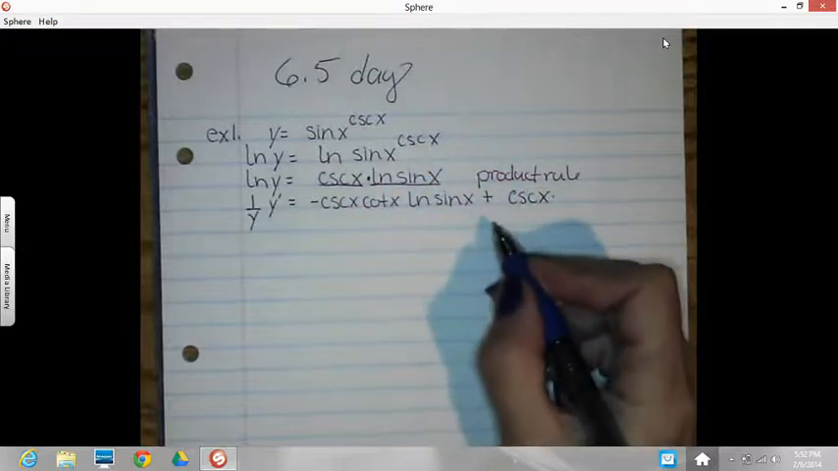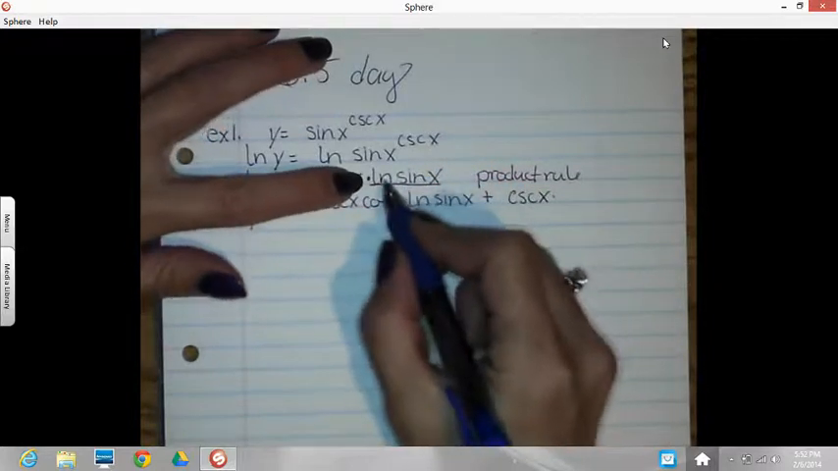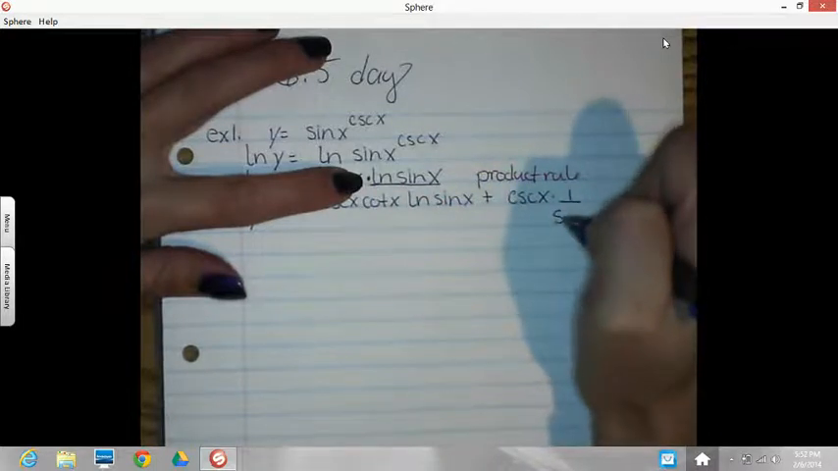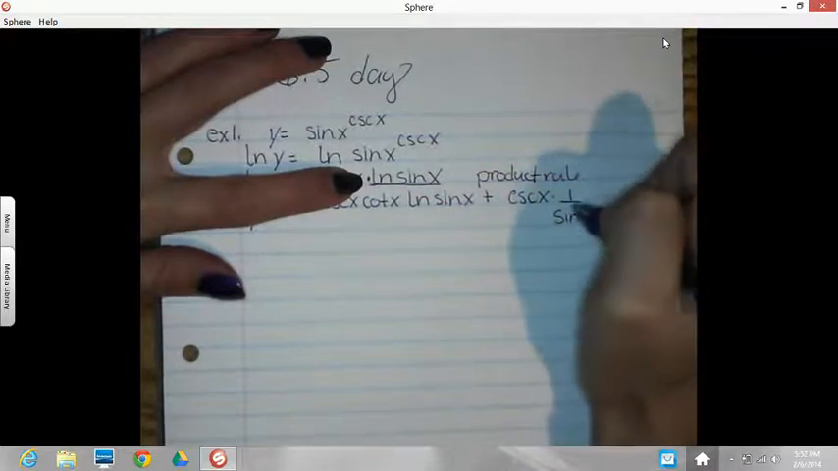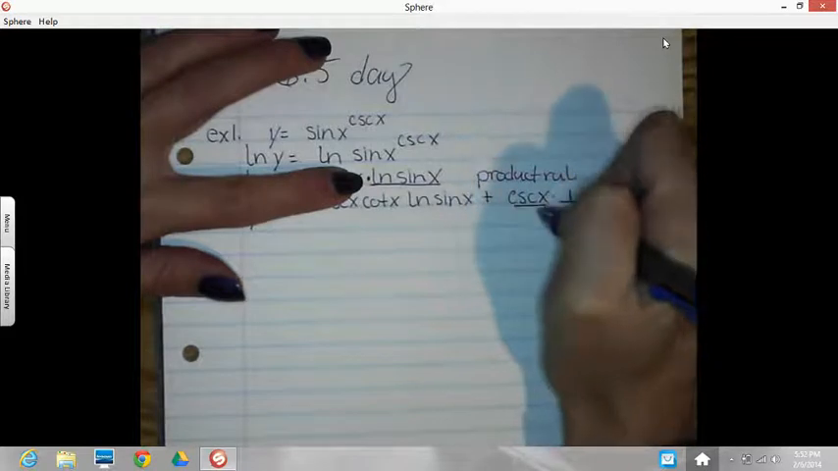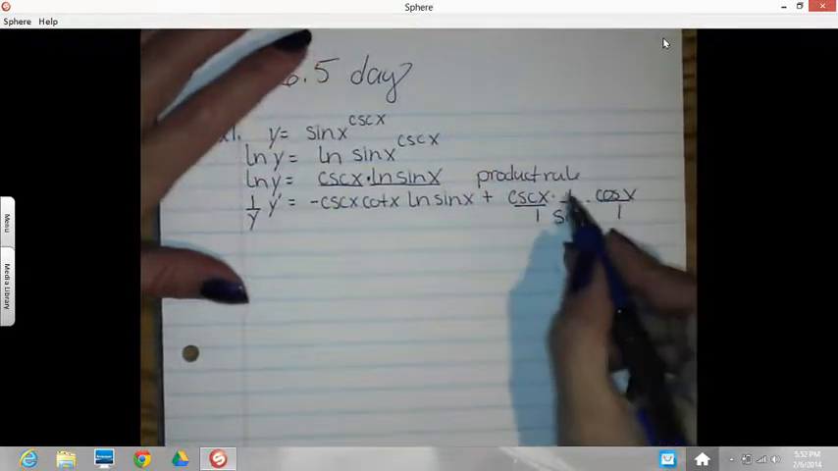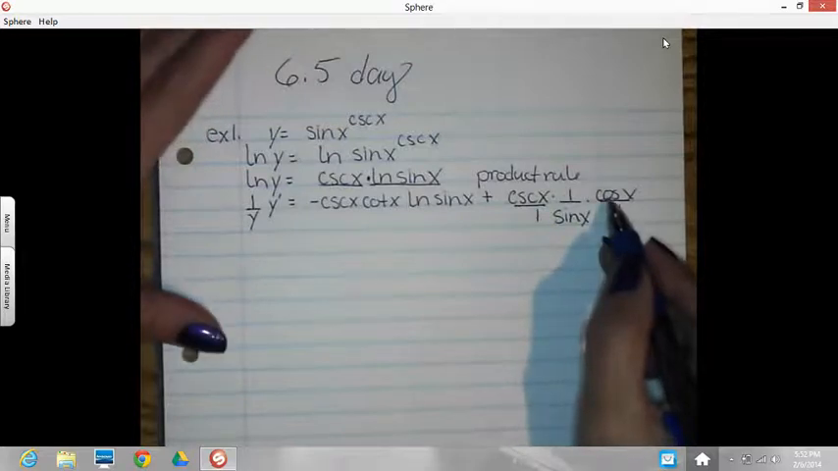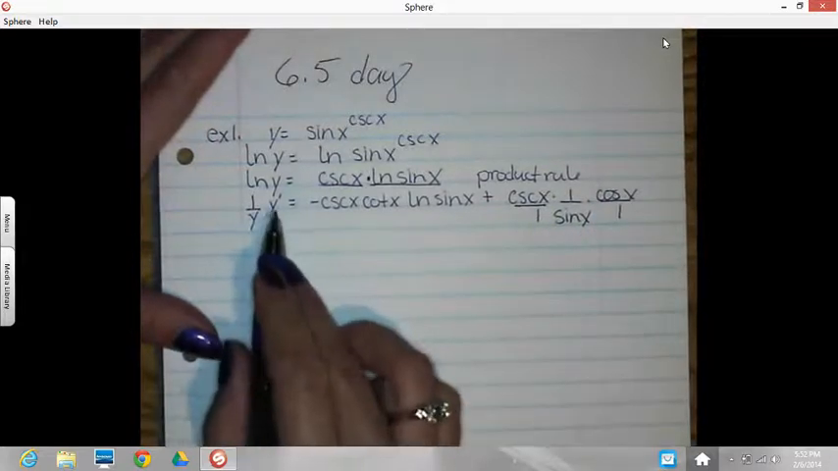The second term is a natural log. The derivative of a natural log is 1 over the u times the derivative of this. Derivative of sine is cosine. And then hopefully you're picking up, you'll have a cosine over a sine. These two terms here can turn into a cotangent to simplify. All right, so now I'm ready to finish it up.